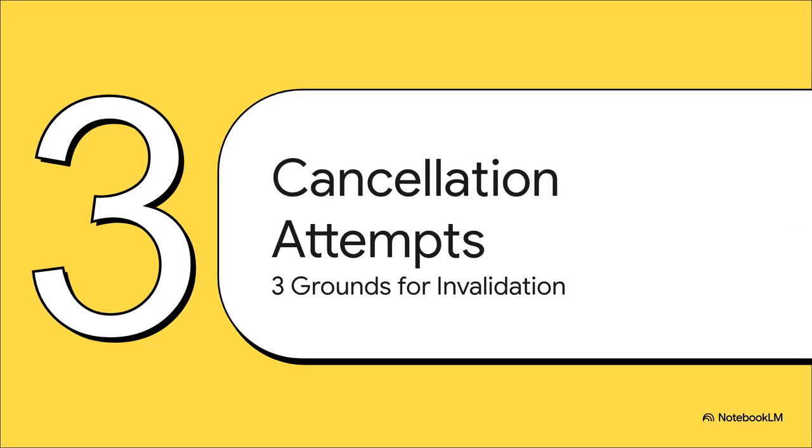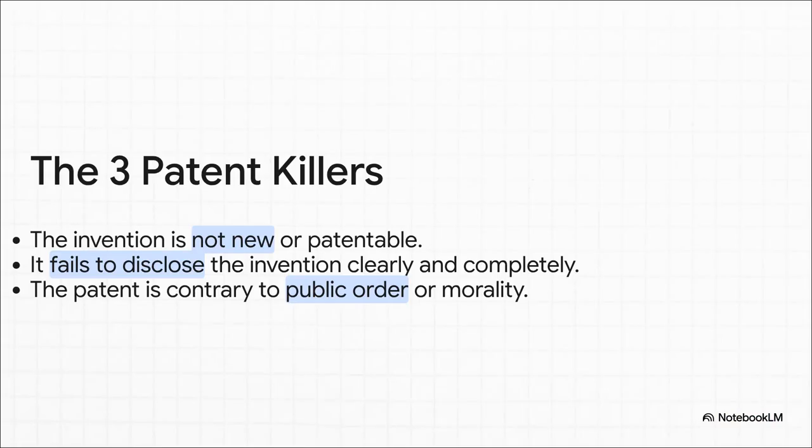So you got the patent? Congratulations. But guess what? It's not over. Getting the patent isn't the finish line. Now you have to defend it, because anyone can try to get your patent canceled, but they can only do it for 3 very specific reasons. That's right, even a fully granted patent isn't invincible. These are the 3 patent killers, the only fatal flaws that can take it down.